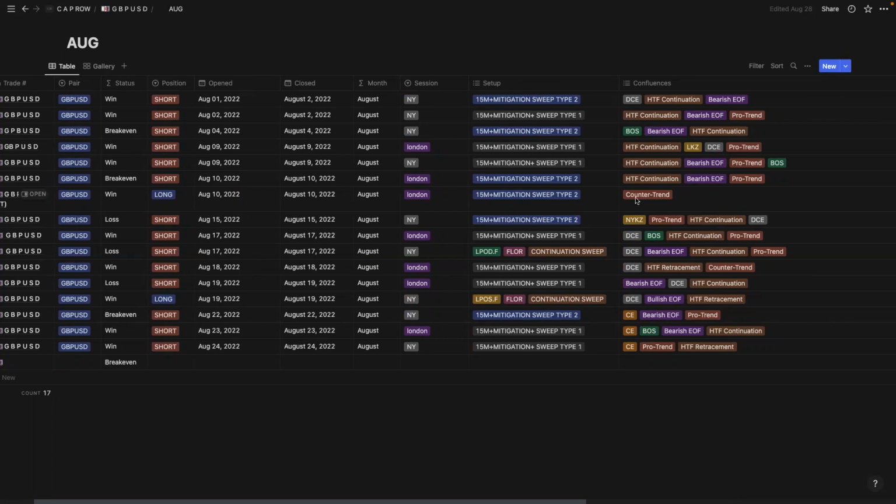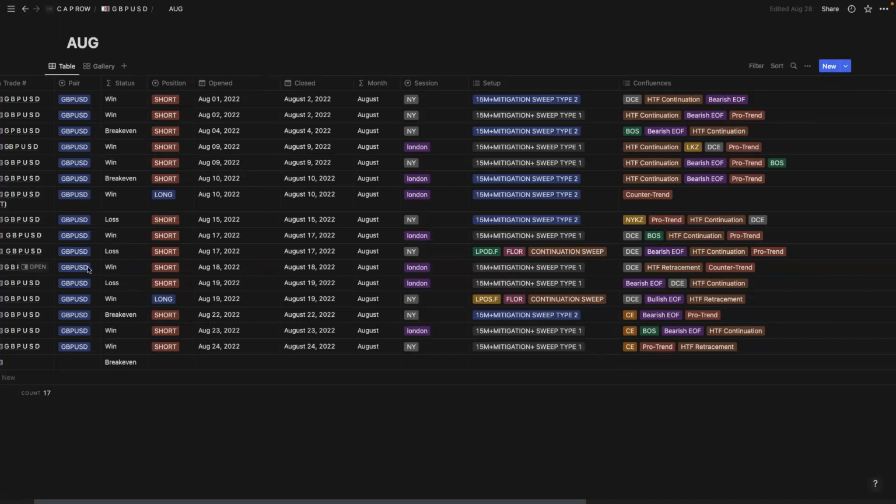This was also a win, but it was a counter trend long. So I won't be looking for this. I will be going into this trade and seeing what I did differently in the counter trend. I know what I did in this, but I won't be showing you guys as of now because it's some personal stuff for me.